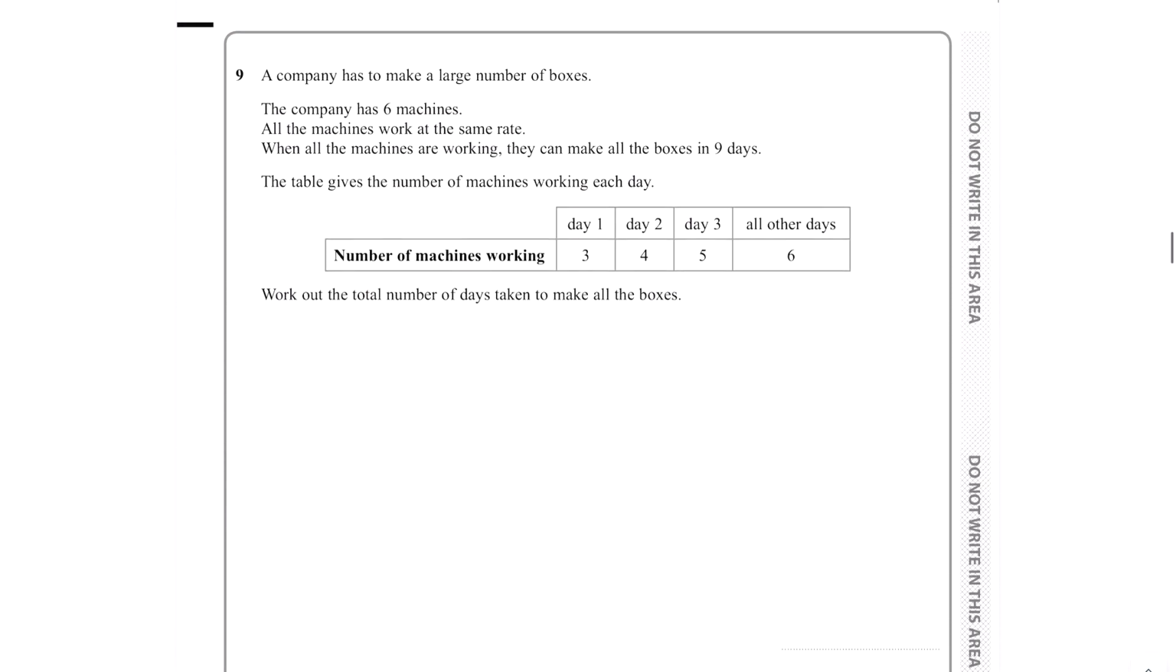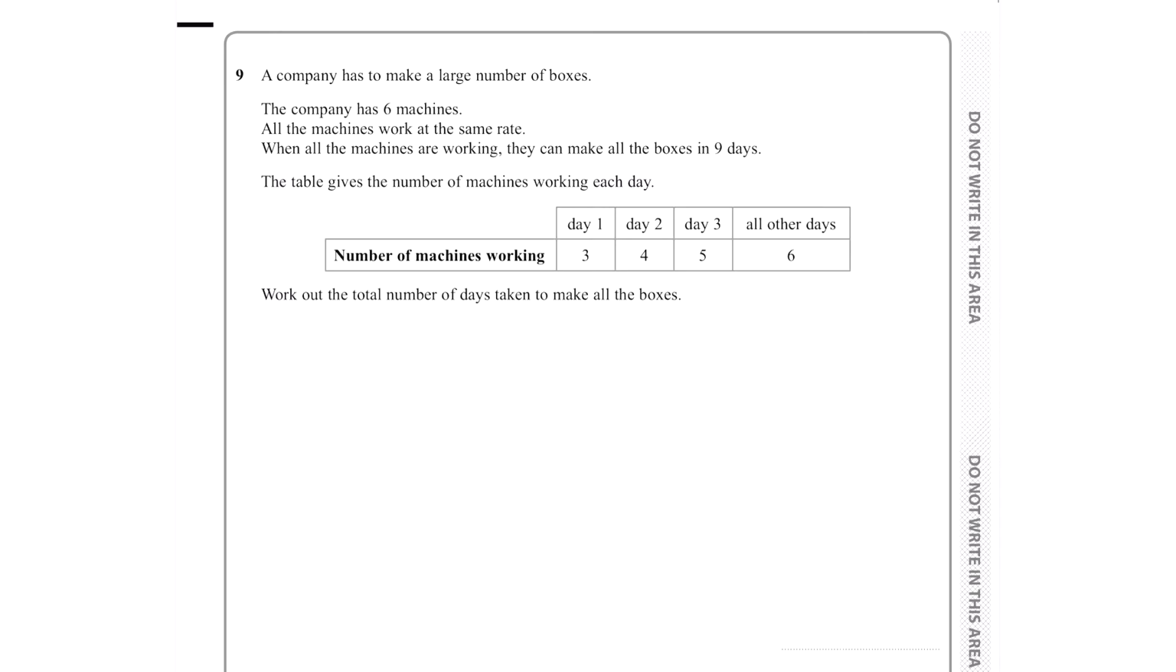So this is one of the trickier questions on this paper. So a company has to make a large number of boxes. The company has 6 machines. All machines work at the same rate. When all machines are working, they can make all the boxes in 9 days. The table below gives the number of machines working each day. Work out the total number of days it takes to make all the boxes.